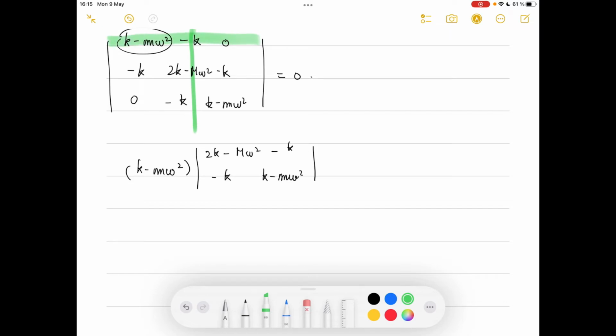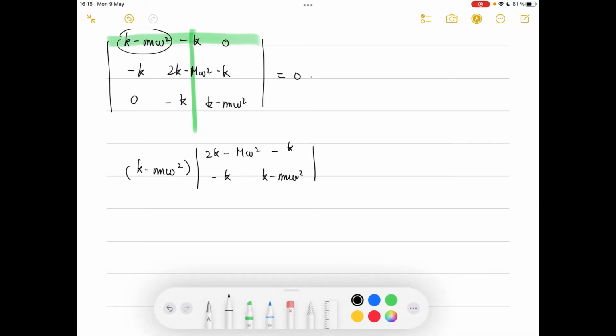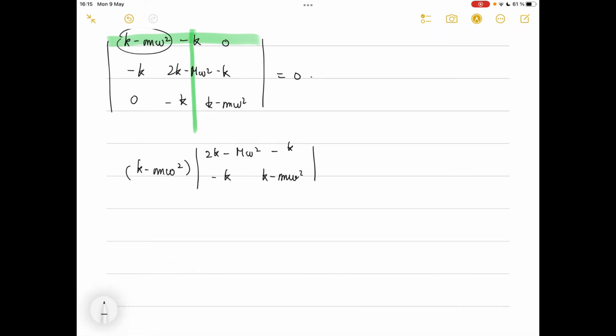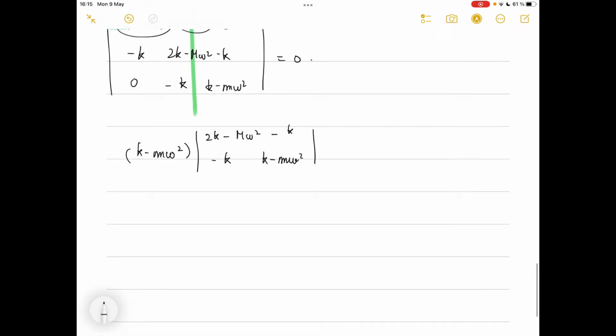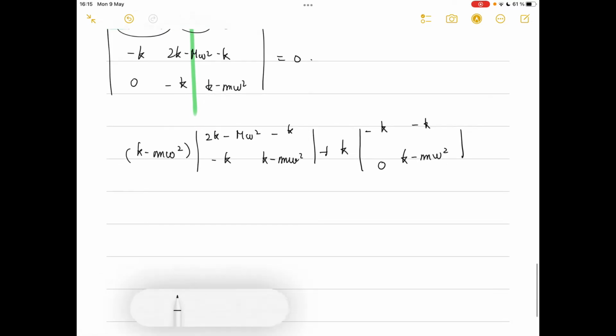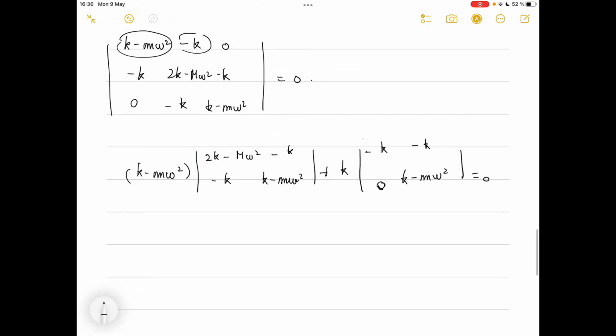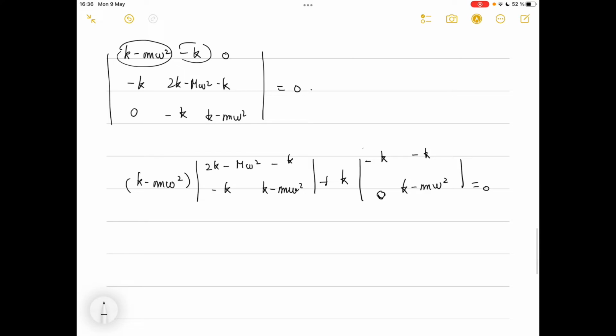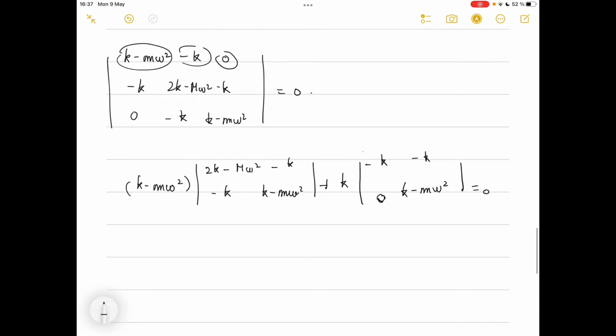So we would have minus k, remember, because when we do a determinant we have to multiply this by -1. So plus k times the determinant of minus k, 0, k minus m omega squared. And for the last term we see that this matrix element is 0, so there's nothing else to compute, so we just have to solve this equation.